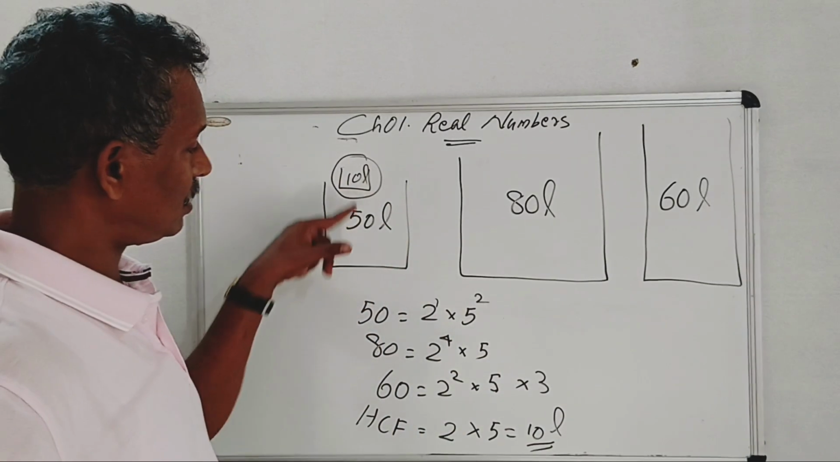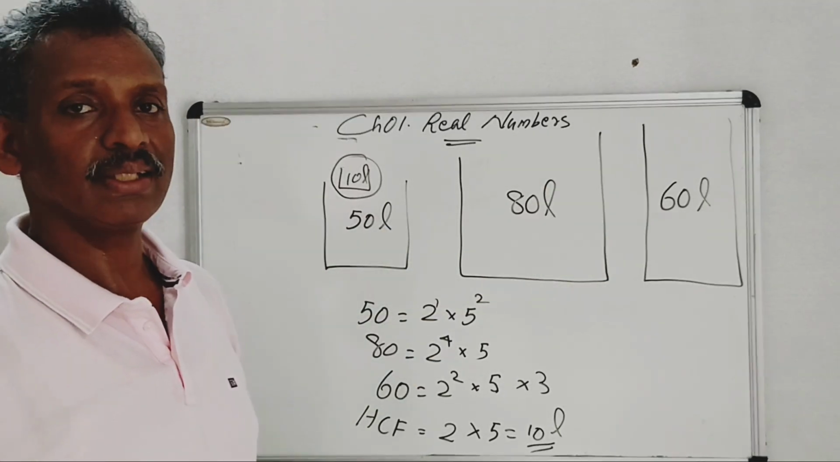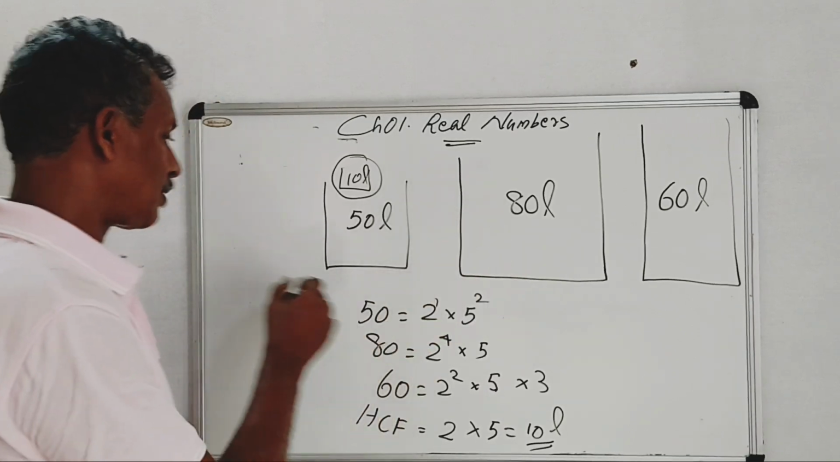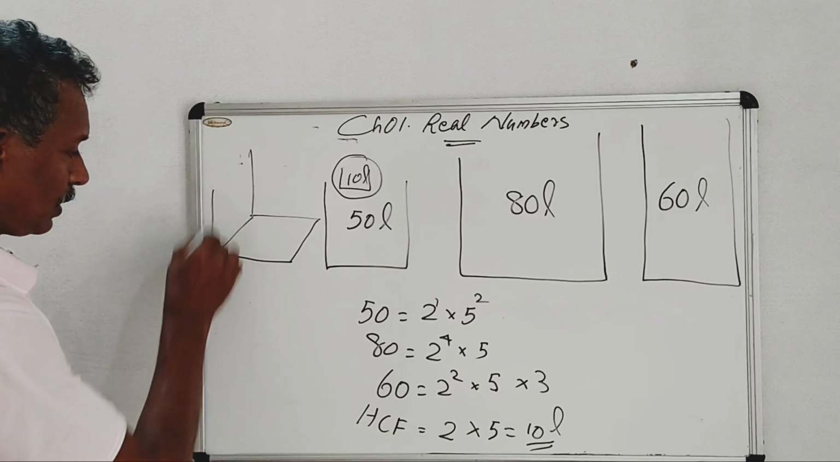If you take 10 liters, the first will be emptied in 5 times, this will be emptied in 8 times, and this will be emptied in 6 times. This type of many questions are there. Instead of this, there may be a room. A room is given.